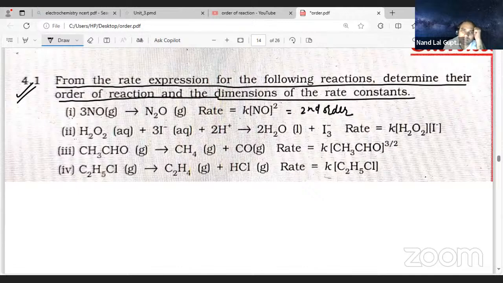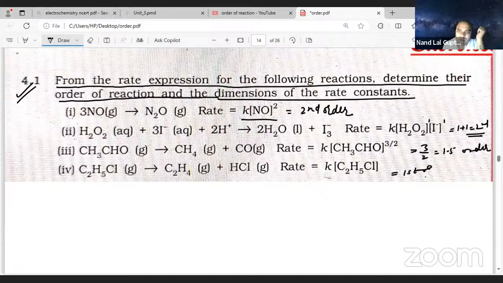Yes or no? This first one. Here where there is no power written, it means 1. So 1 plus 1 is again second order. Here there is only 3 by 2, which means 1.5 order. This can be a fraction also. And there is the first order.